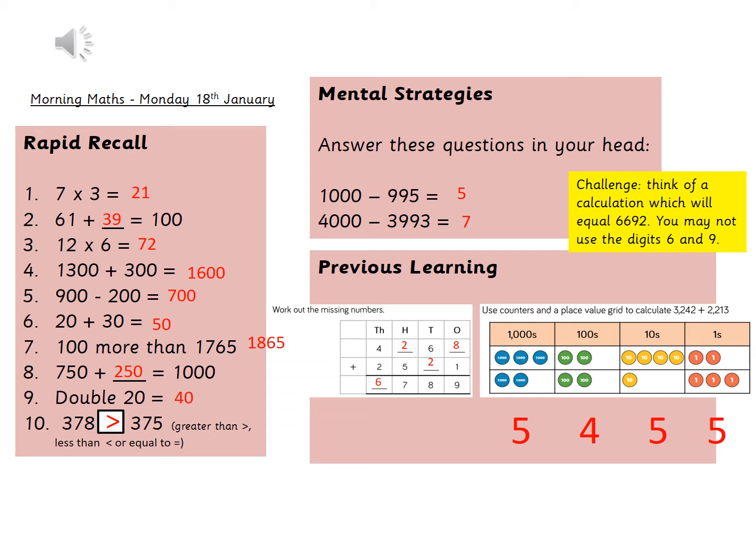Finally, you've been given some counters and a place value grid in order to perform the calculation. 3242 add 2213. Once again, we start with our ones column. 2 ones add 3 ones is 5 ones. 4 tens add 1 ten is 5 tens. 2 hundreds add 2 hundreds is 4 hundreds. 3 thousands add 2 thousands is 5 thousands. So our answer to this question is 5455.